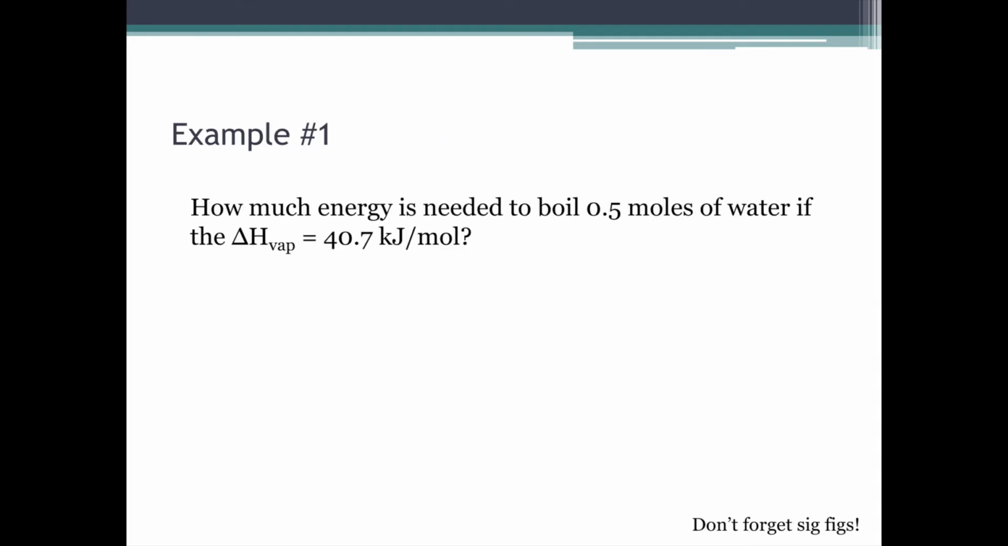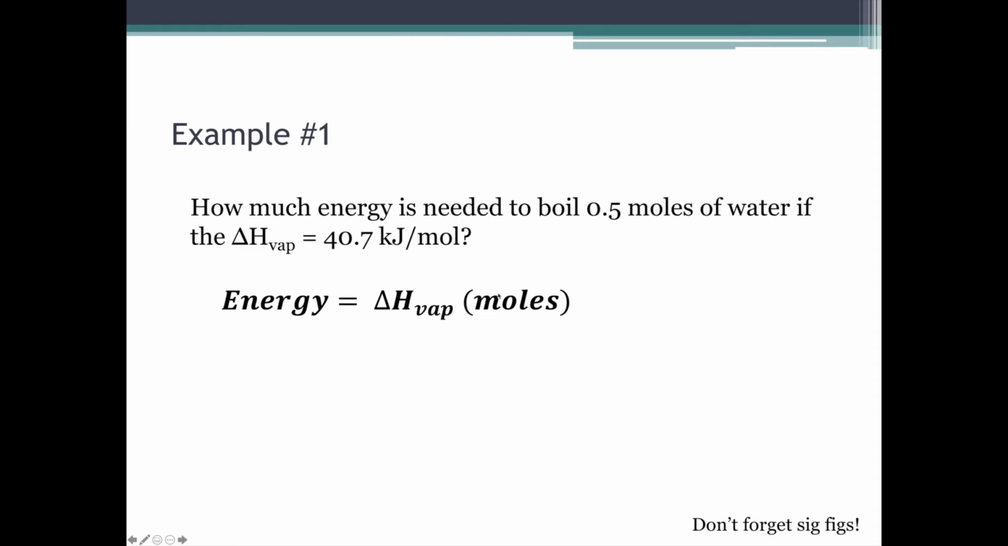So here's our first example. How much energy is needed to boil 0.5 moles of water if the delta H of vaporization is equal to 40.7 kilojoules per mole? Well, it tells me right here that we are boiling, which means the phase change I want is vaporization. I don't have to do anything to this value. So the energy is equal to the delta H of vaporization times moles. I chose moles because the units of my delta H were in moles.